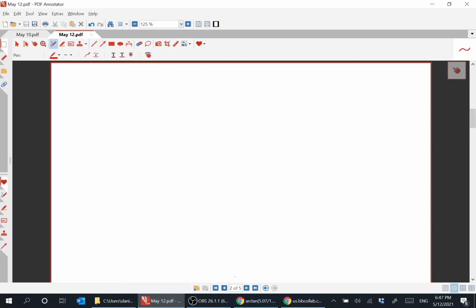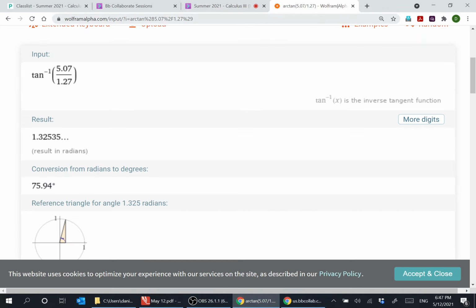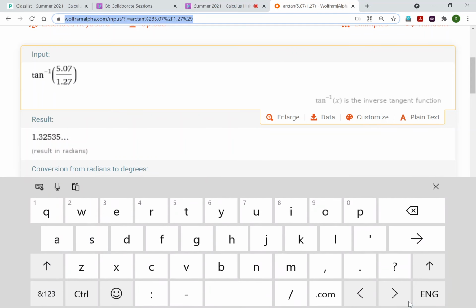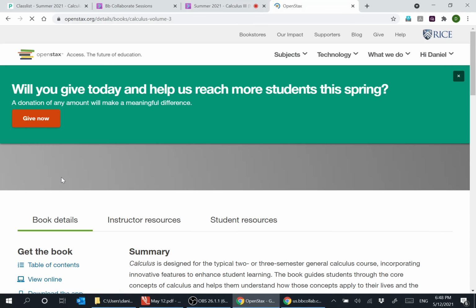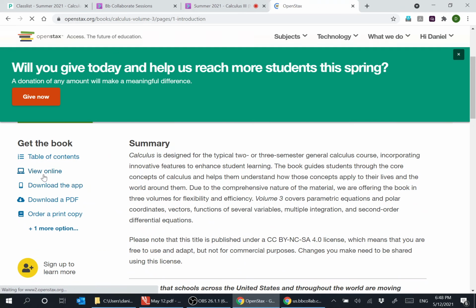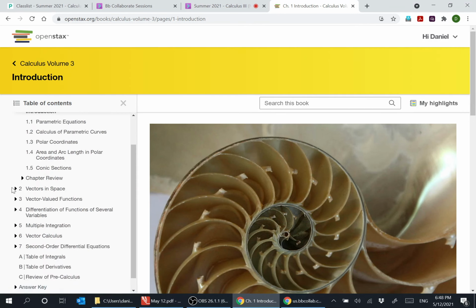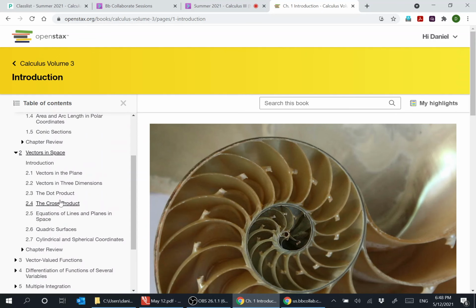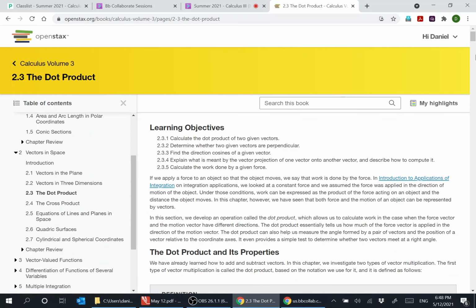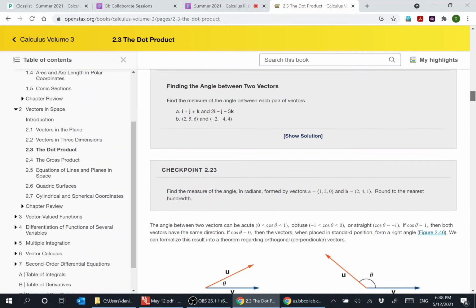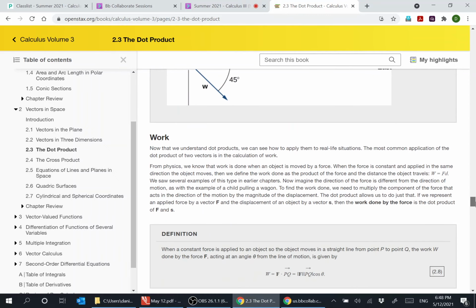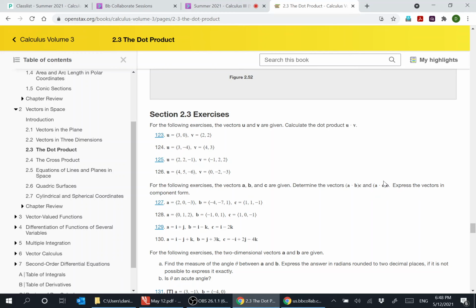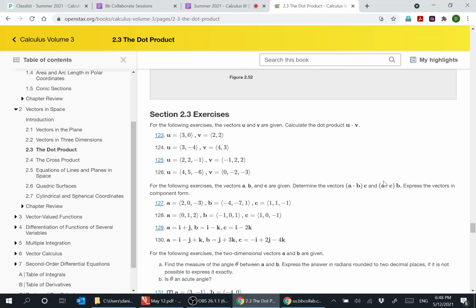So moving on to section 2.3, I guess I should open my book, OpenStax Calculus 3. Dot product. The dot product and the cross product are pretty neat. A lot of nice geometric information encoded in there. Alrighty, so starting with number 125.